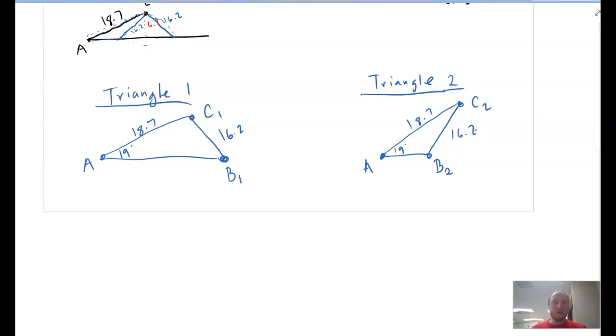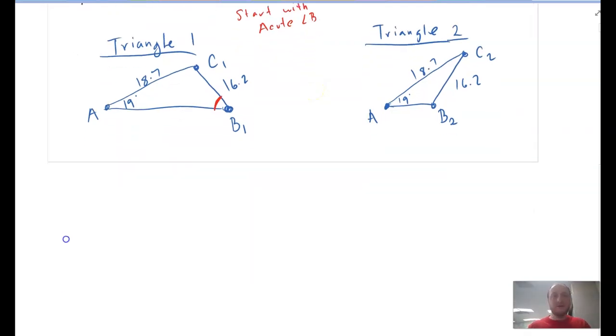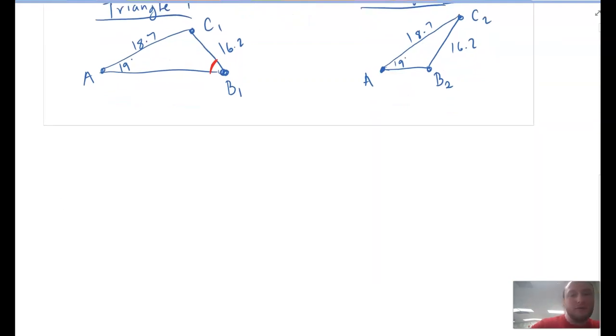So we're going to start off with triangle 1. Why do I want to start off with triangle 1? To find an angle, we're going to have to use inverse trig. When you do inverse trig, your calculator is only going to spit out acute angles. Because B1 is acute, it's tiny, it's small, that's why we start with acute angle B. That's your first step here. So find the measurement of angle B1.